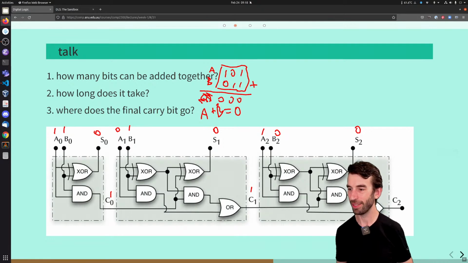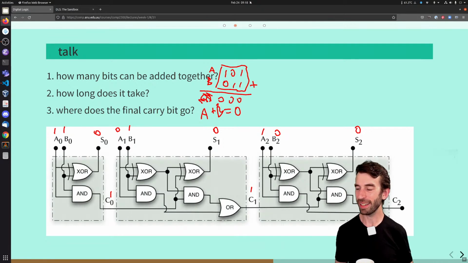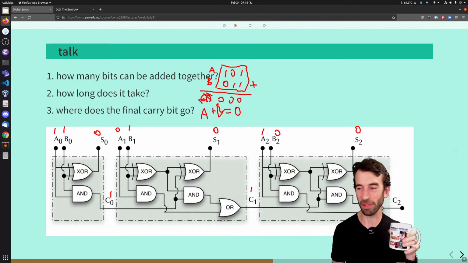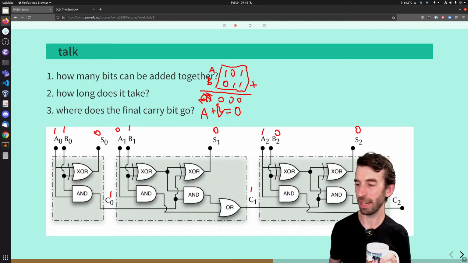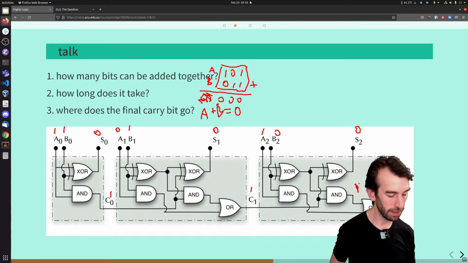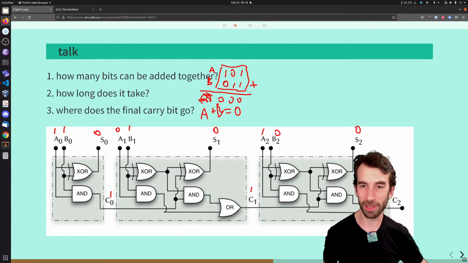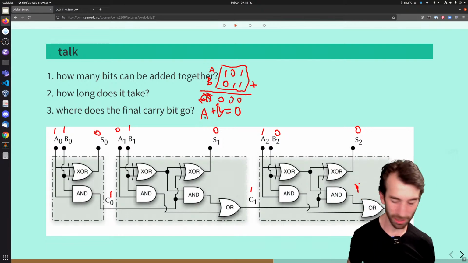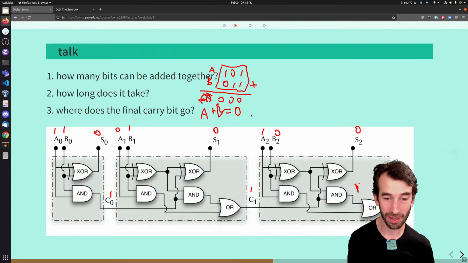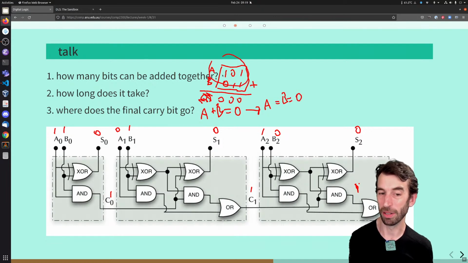Someone's given me an answer. They are the additive inverse. Someone says that means there's two answers which are correct. It means two things. A equals B equals 0. They're both 0. But we know they're not 0. 101 and 011, they're not 0. So that can't be right. The other one was A equals negative B.